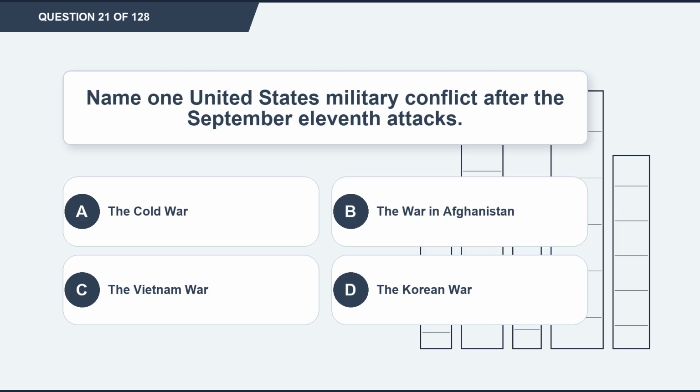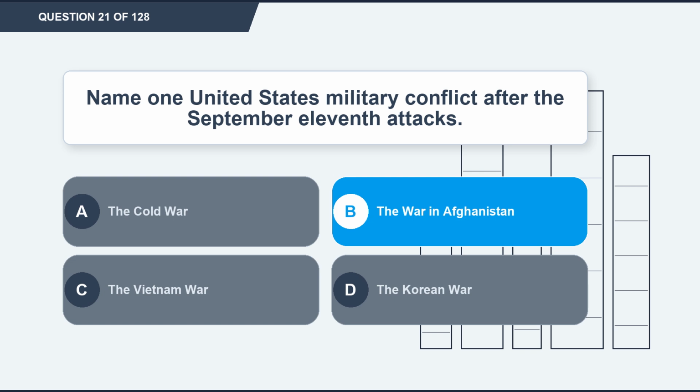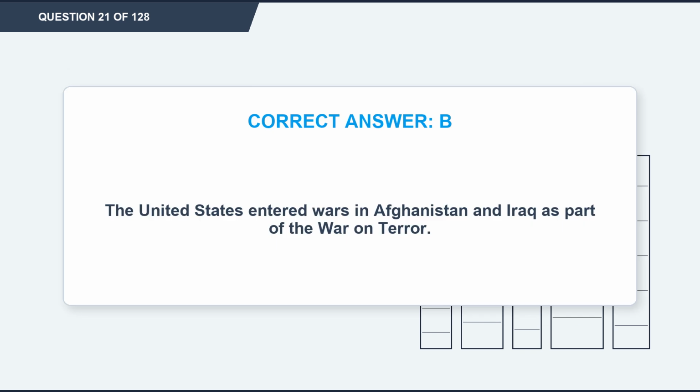Question 21. Name one United States military conflict after the September 11th attacks. Option A, the Cold War. Option B, the war in Afghanistan. Option C, the Vietnam War. Option D, the Korean War. The correct answer is option B, the war in Afghanistan. Explanation: the United States entered wars in Afghanistan and Iraq as part of the War on Terror.